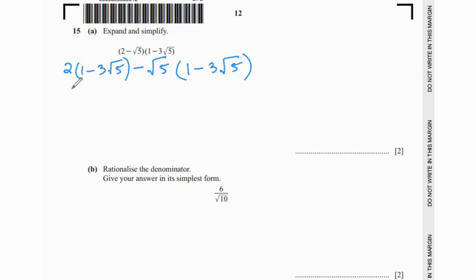So 2 times 1 is 2. 2 times 3 root 5 is going to be 6 root 5. 2 gets multiplied with the number outside the root, not inside the root. Minus root 5 times 1 is minus root 5. Root 5 times 3 root 5 is going to be plus 3 root 5 squared.